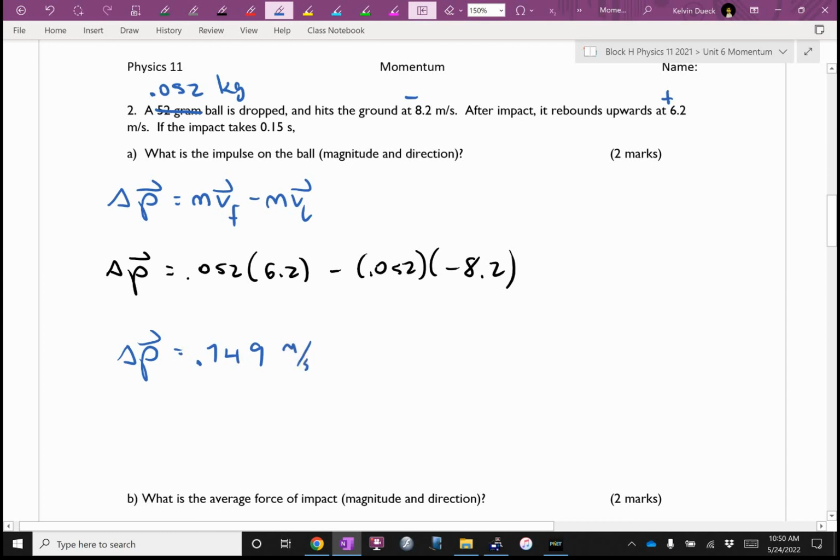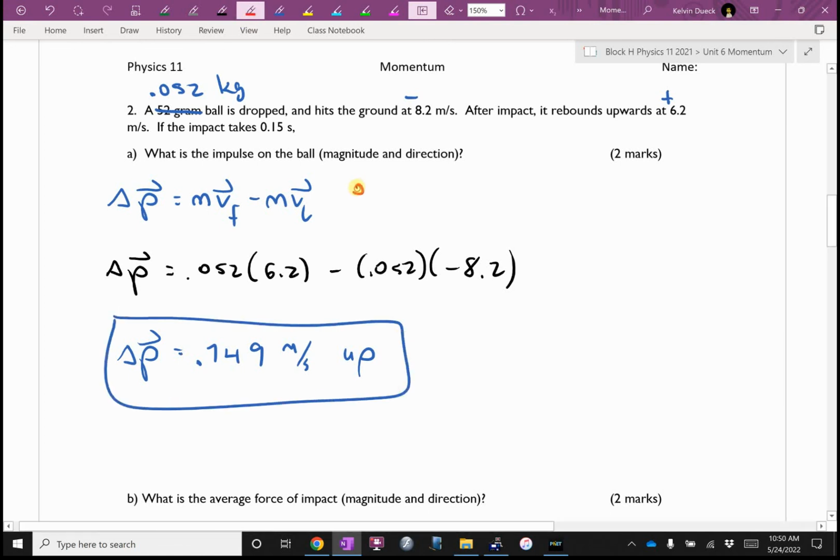I got a positive answer. Which way did I let be positive? So, up. If you let up be negative, you would get a negative answer. So if you got this, I would give you 2 out of 2. Otherwise, I would give you a half mark for the impulse equation, a half mark for the magnitude, and a half mark for the up.